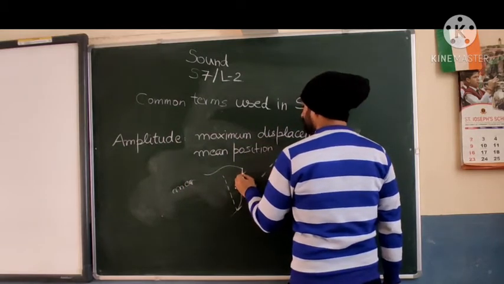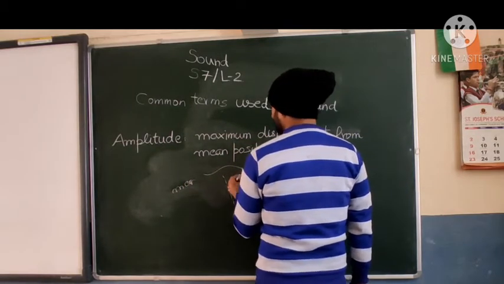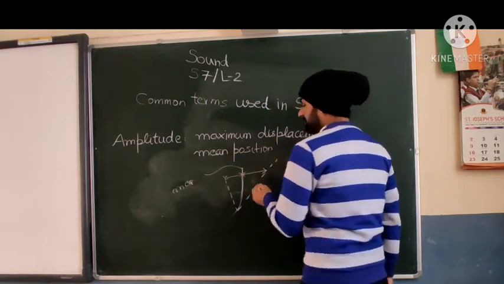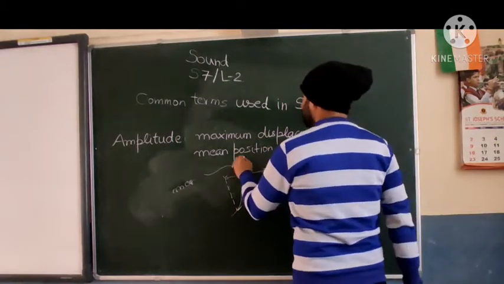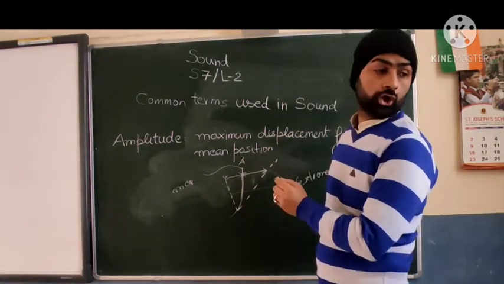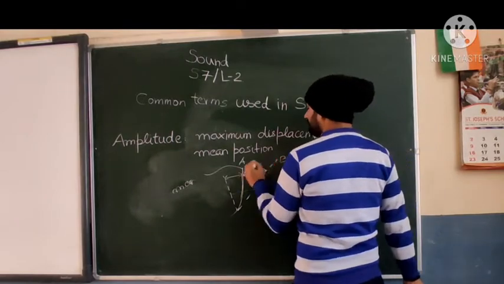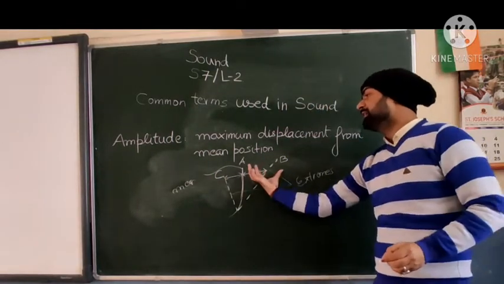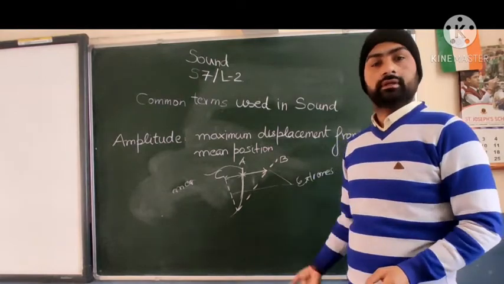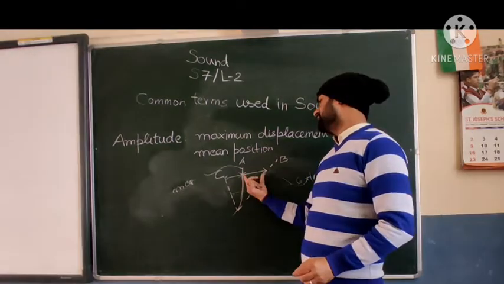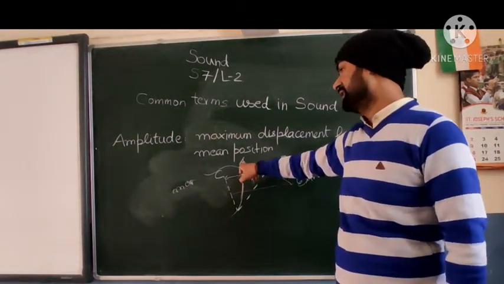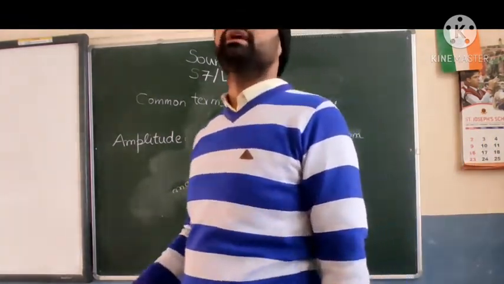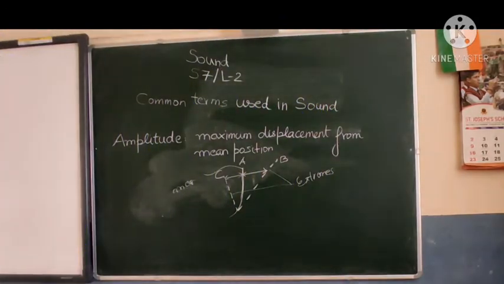So from mean to extreme, this is the maximum displacement, on this side and this side. As per your book, let us name them. If A is the mean position, and here is B, here is C, then AB or AC is symmetrical. AB or AC is the maximum displacement from the mean position. A is the mean position. So from the mean position, the maximum displacement is called amplitude. I hope you get it now.